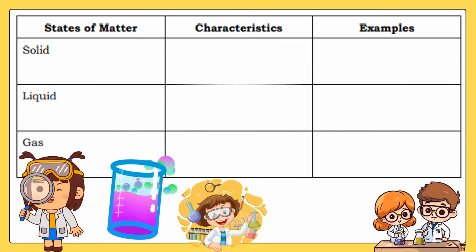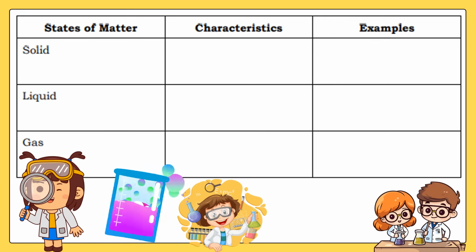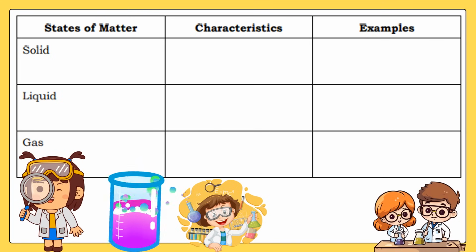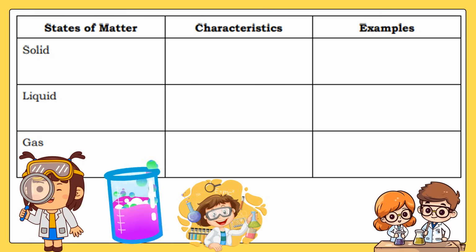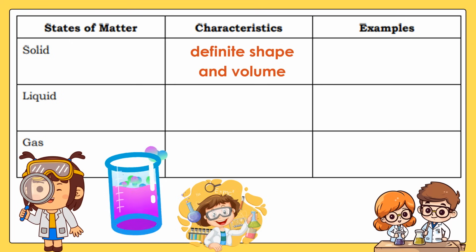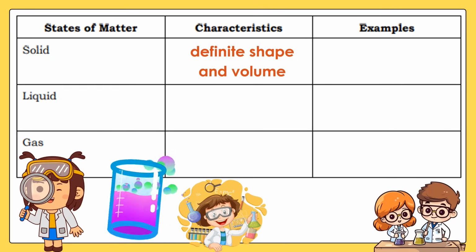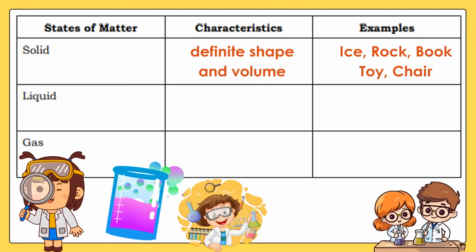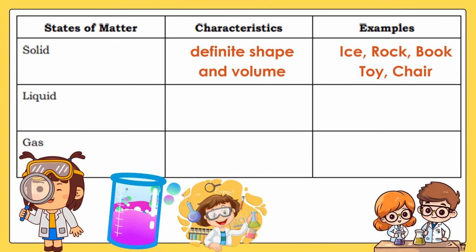So we have here the table: states of matter, solid, liquid, and gas. You need to give the characteristics and examples. And here are the answers. Solid, characteristics: definite shape and volume. Examples: ice, rock, book, toy, and chair.